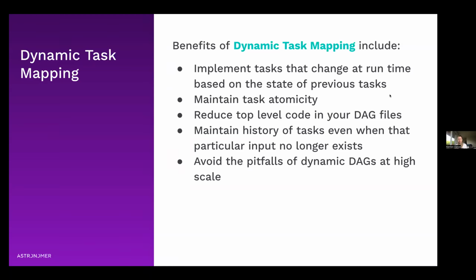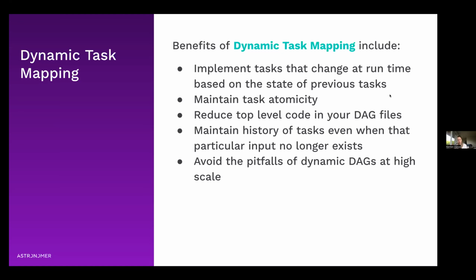It makes it really hard to recover from failures. It makes it harder to debug. It's just not as good for the user in that case. Similar to that, dynamic task mapping will reduce top level code in your DAG file. So you don't have to implement dynamic tasks at parse time, which means every time the scheduler parses your DAG, which is super frequently, it's running through some list to figure out what your tasks need to be. Again, not great for performance. So no need to worry about that. None of this is going to be calculated until your tasks actually run.